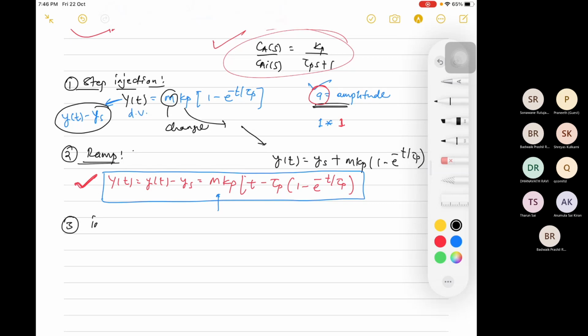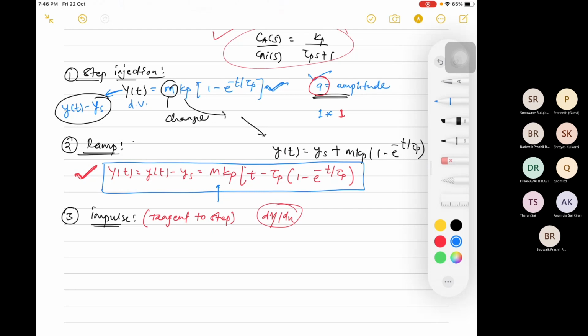Then what is impulse? I told you it is a tangent to step. So tangent is basically dy by dx. Okay, now differentiate this. The step response, you differentiate that with respect to t. What you'll get? You'll find capital Y of t is equal to m Kp upon tau p e power minus t by tau p. This is your output.